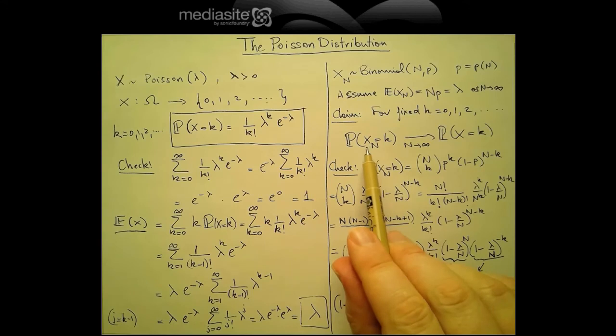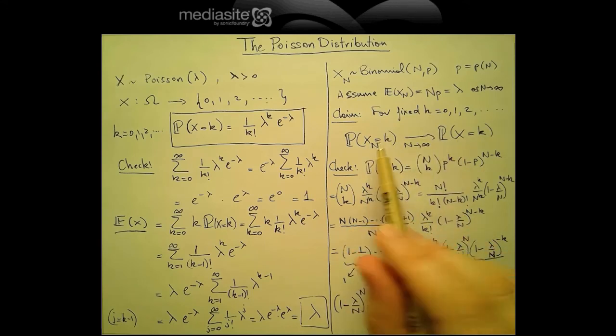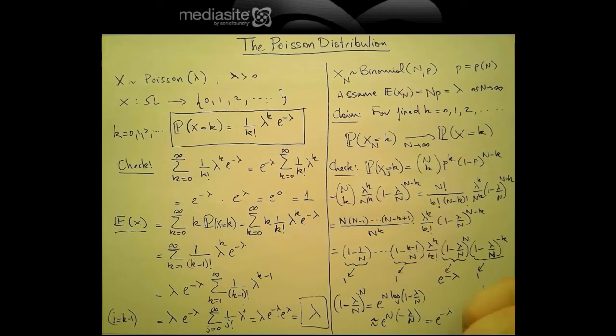The binomial distribution for n large and constant average converges to the Poisson distribution.